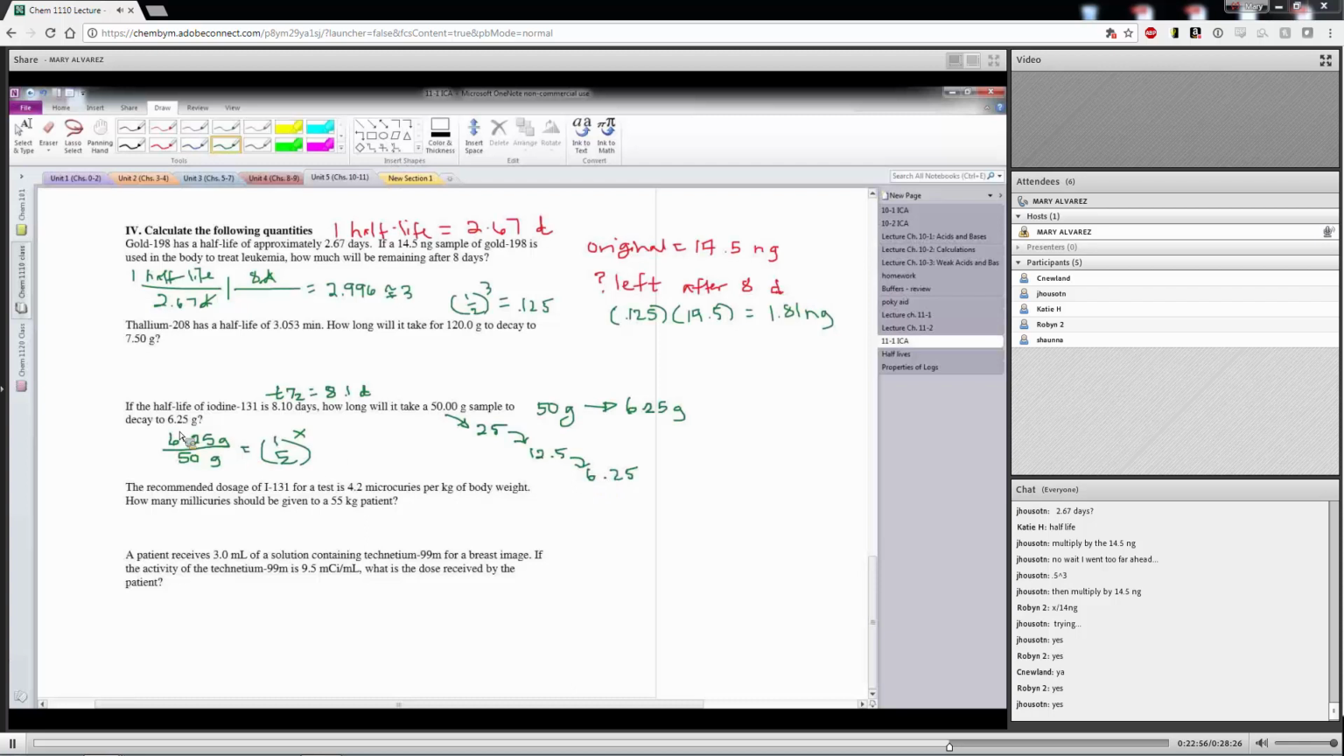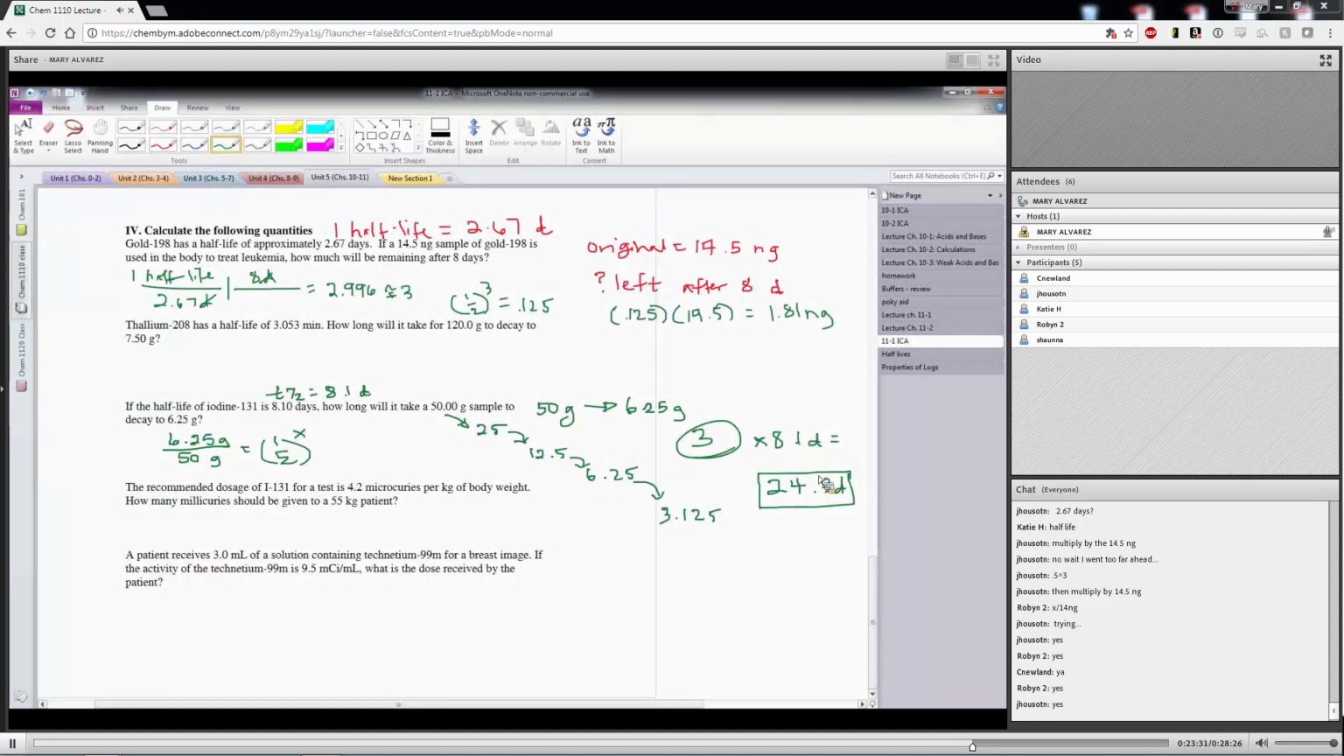Now, if it didn't come out perfectly, let's say I said 6 grams, then you might say, oh, it's probably a little bit more than 3 half-lives. You can kind of estimate there a little bit, right? Because 4 half-lives would take you all the way to 3.125. So you can do a little bit of estimation. Here it came out perfectly to 3 half-lives. And if each half-life is 8.1 days, then we had a total of 24.3 days transpire.